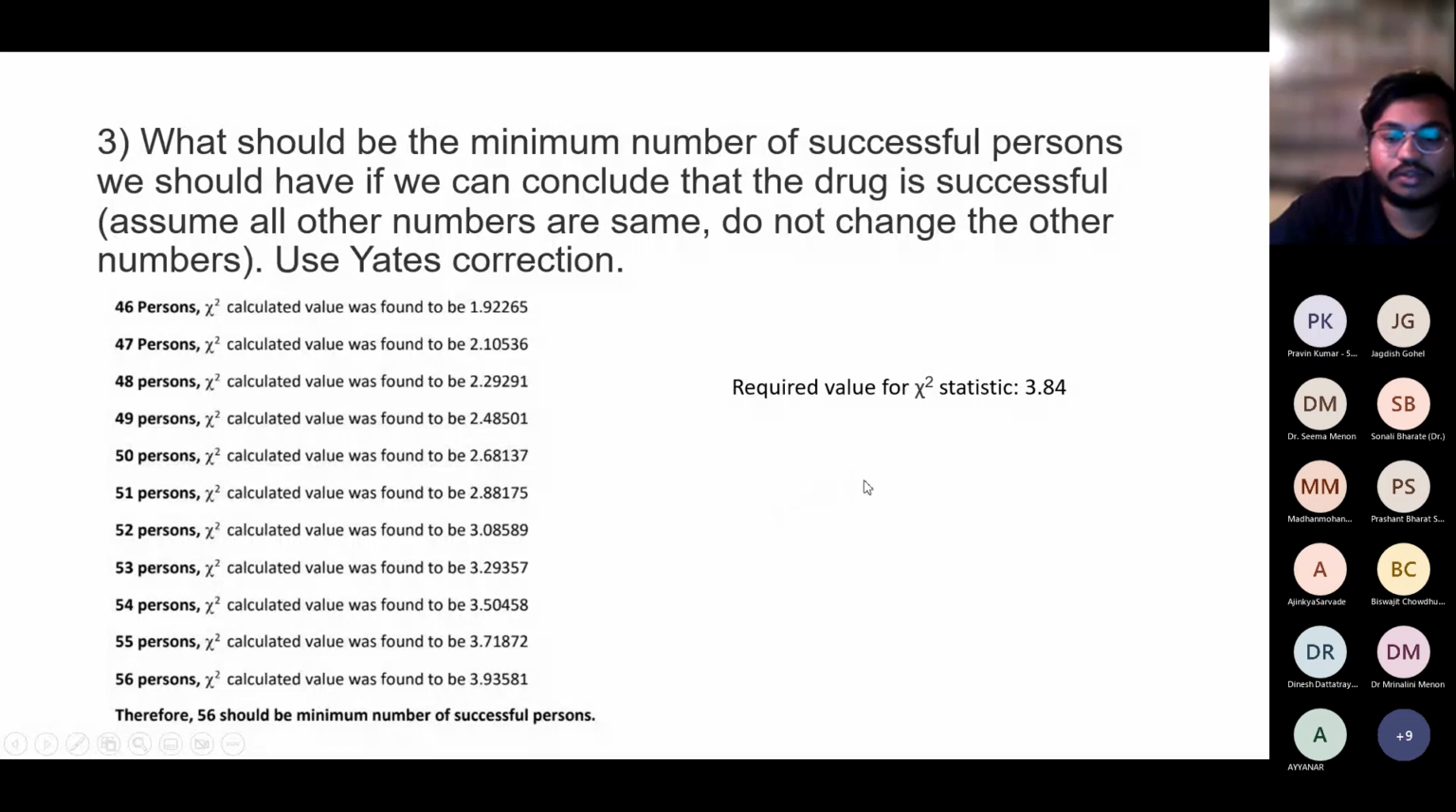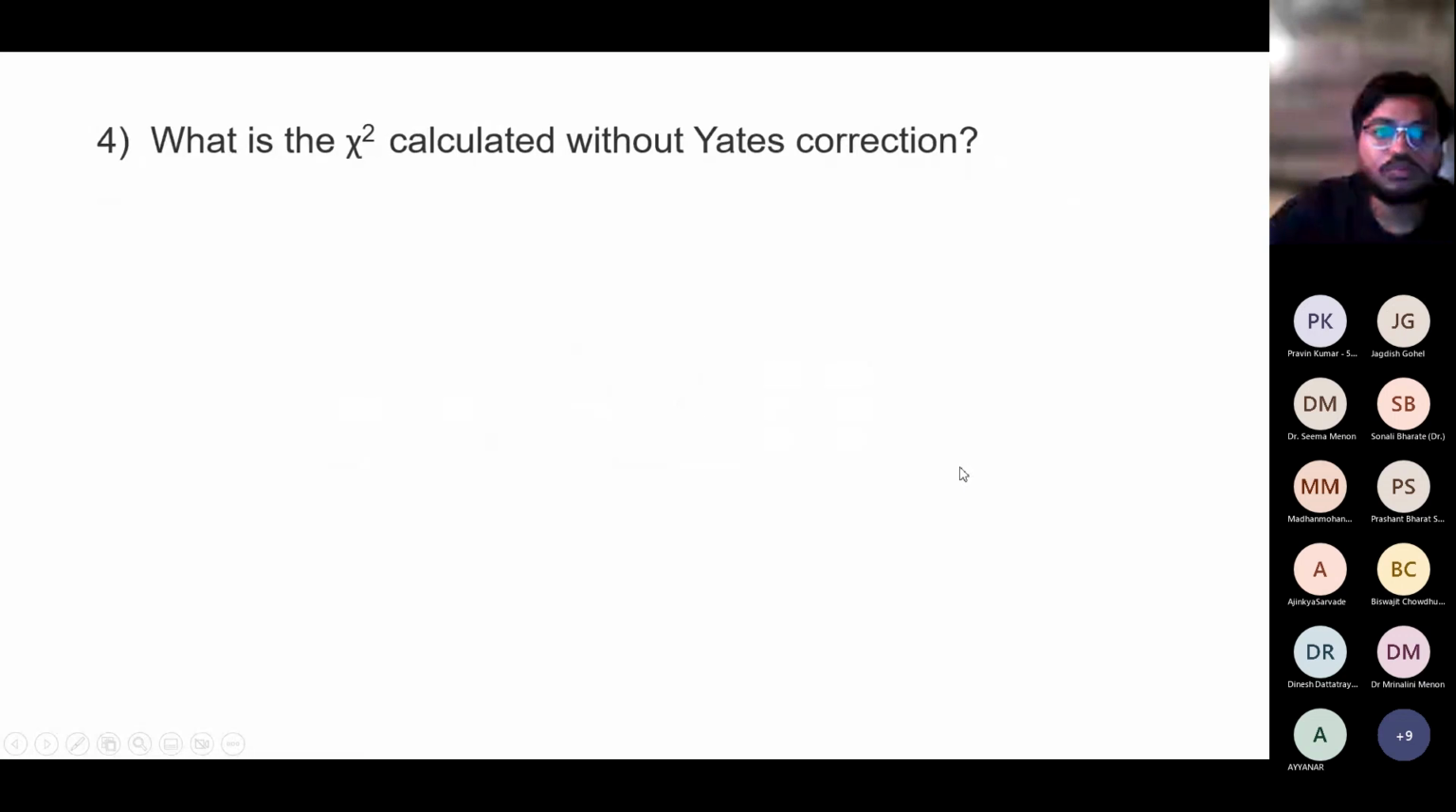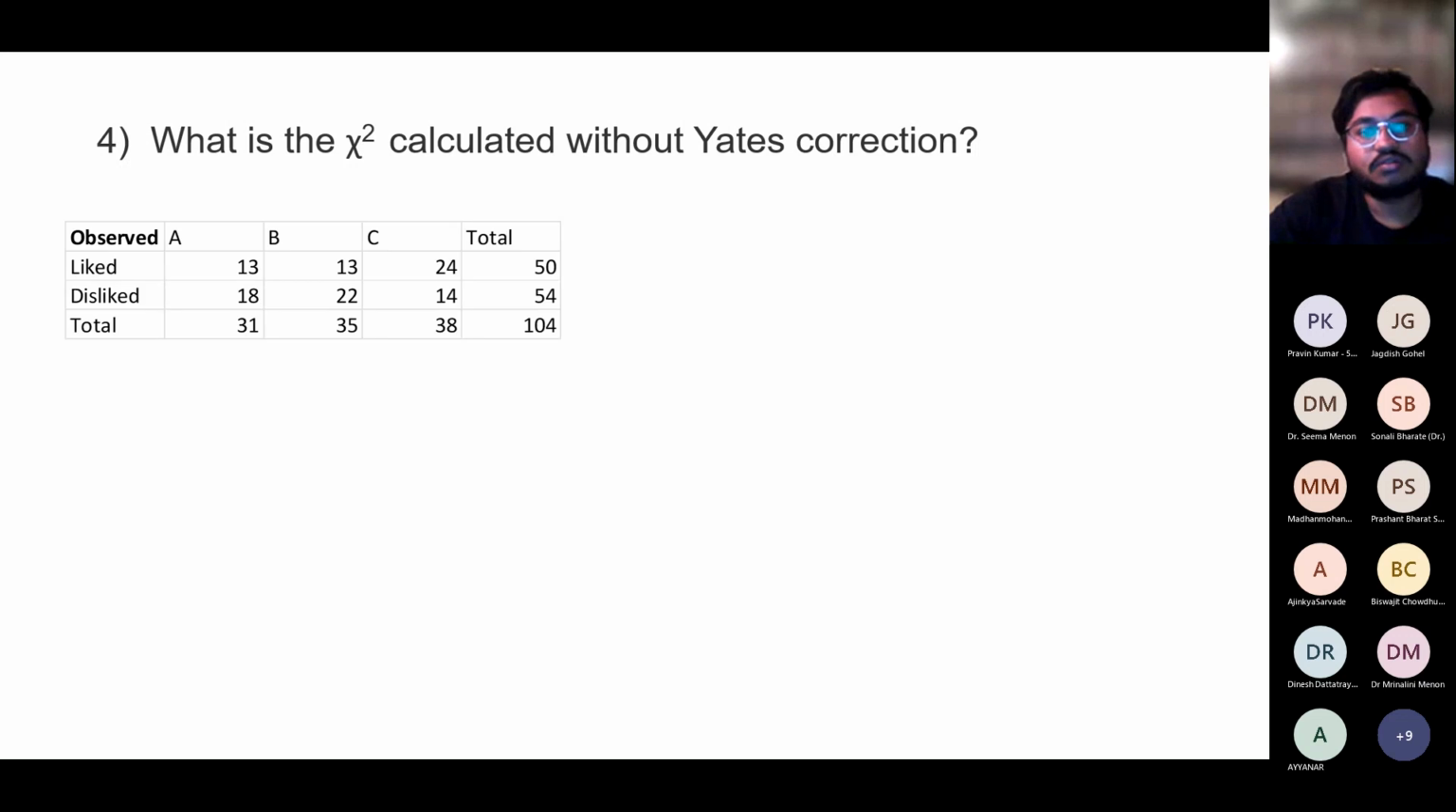So for the next set of questions, we are given 3 baby food formulations that were given to children, and the number of children who liked or disliked each of them is listed. So we have 3 baby food formulations A, B, C, and the number of children who liked it and the number who disliked it. The first question is, what is the chi-square calculated without Yates correction? So we'll again do the same thing. We'll get a total value from the observed table for each row and for each column. Then we'll get a final total here.